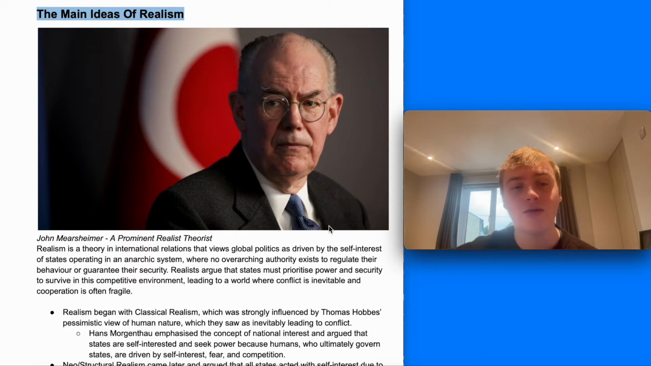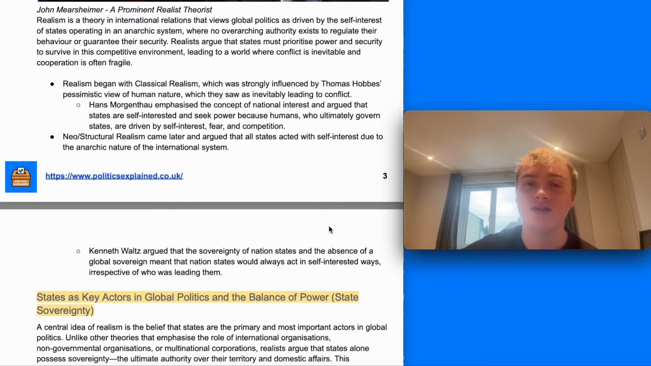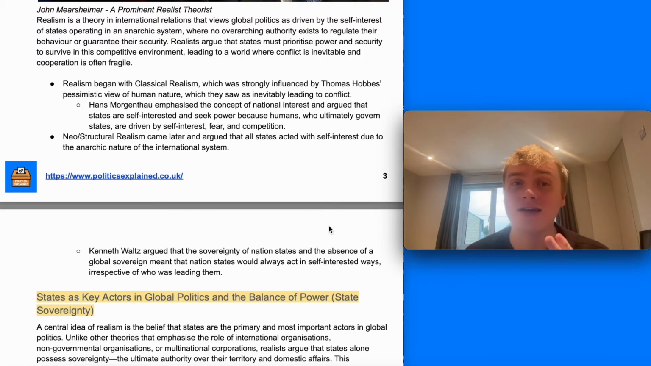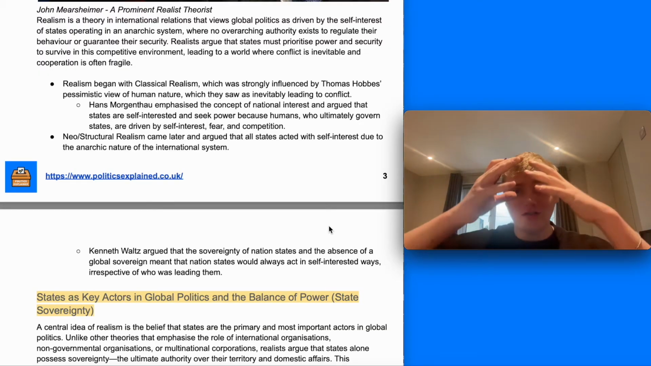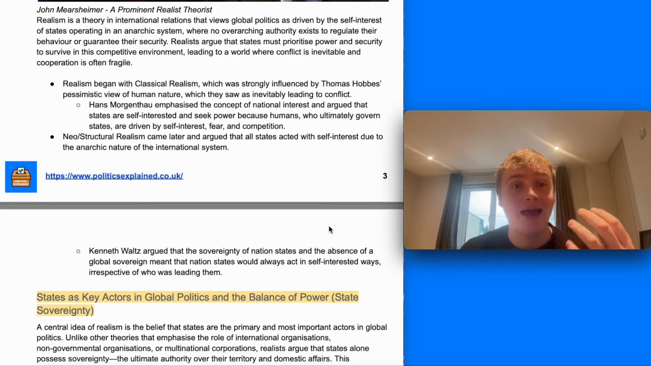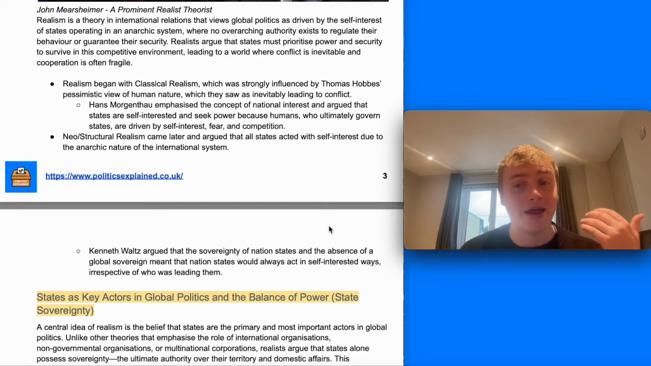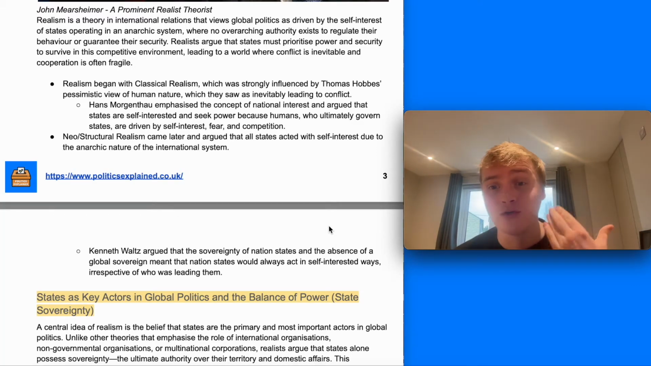So realism is a theory in international relations that views global politics as driven by the self-interest of states operating in an anarchic international system. And what that means is international anarchy. There's no overarching authority, there's no global police force, there's no state to regulate the behaviour of states operating in the global community, and that means that they can't regulate their behaviour or guarantee security. So there aren't any laws that can be maintained by a police force or the justice system with the threat of violence.